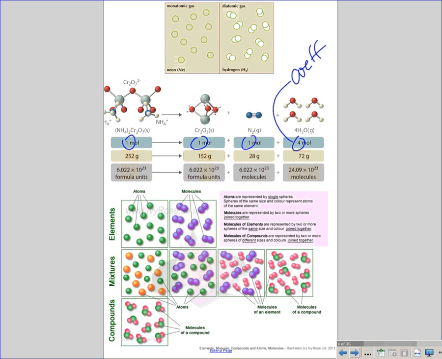And then you can see a couple more pictures of mixtures and compounds. We went over that stuff in like Unit 1. So we're good with that.